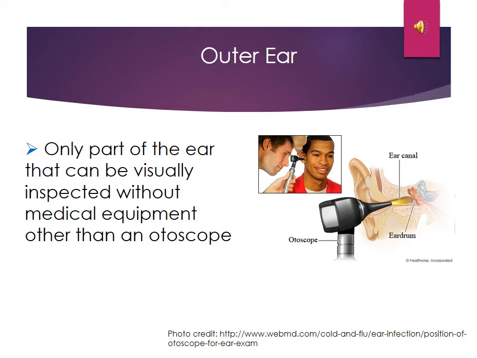The outer ear is the only part of the ear that can be visually inspected without the use of special medical equipment or procedures. The only item needed to inspect this section of the ear is your eyes and an otoscope. An otoscope is a medical device used by physicians and audiologists to inspect the auditory canal to determine ear health or disease.